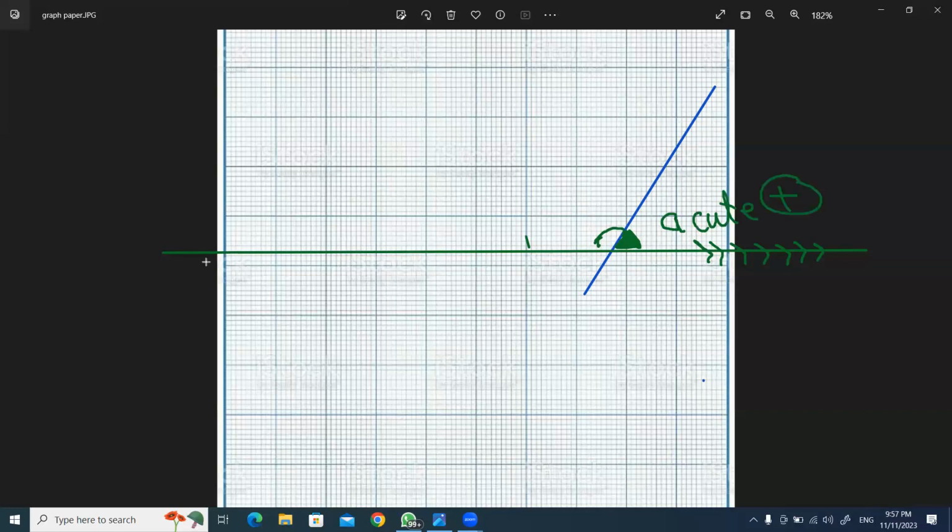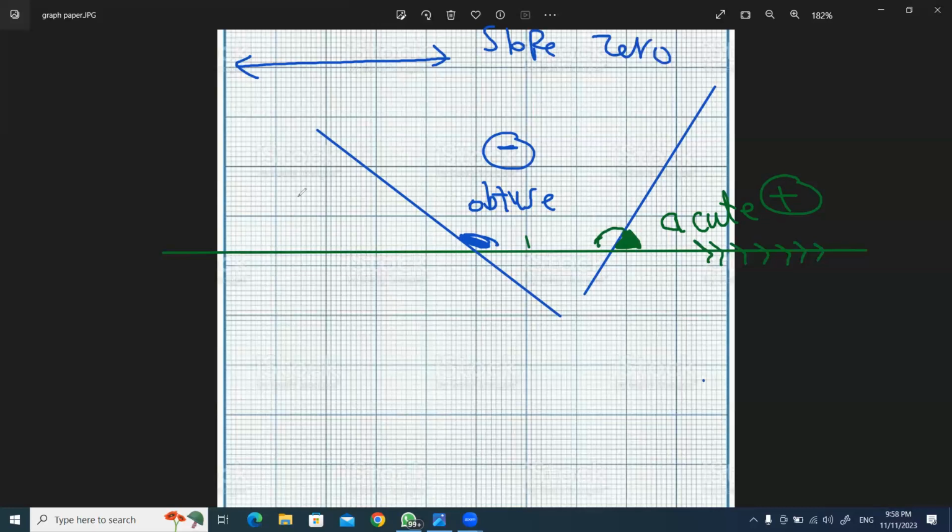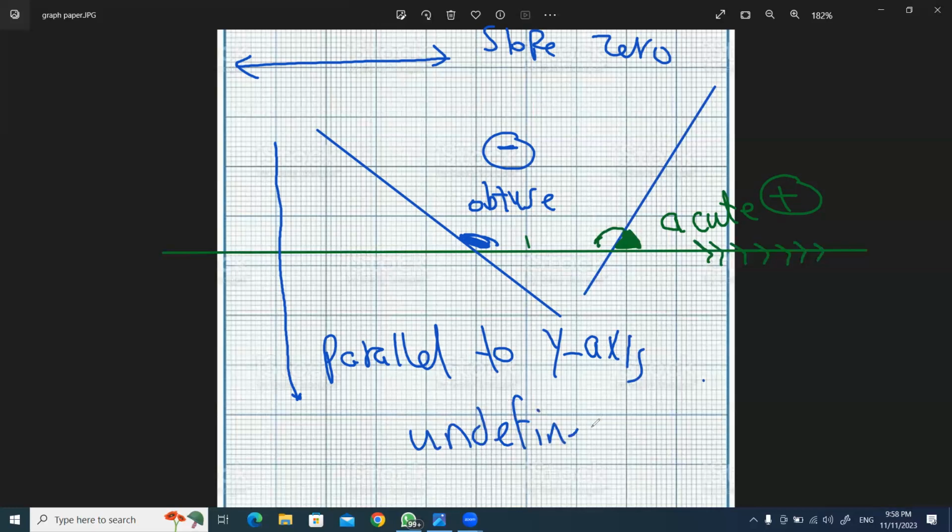And if the line makes an obtuse angle, like this line here, what is the slope in this case? This angle is an obtuse angle. So the slope here is negative. And if the line is parallel to x-axis, what is the slope here? The slope is 0. And if the line is parallel to y-axis, this line here is parallel to y-axis, the slope is undefined value. Did you get it? Yeah.